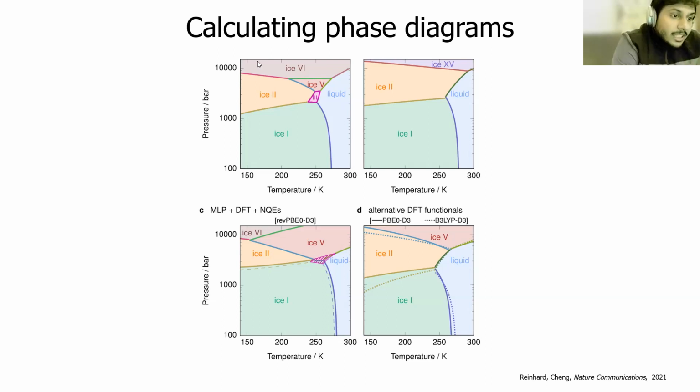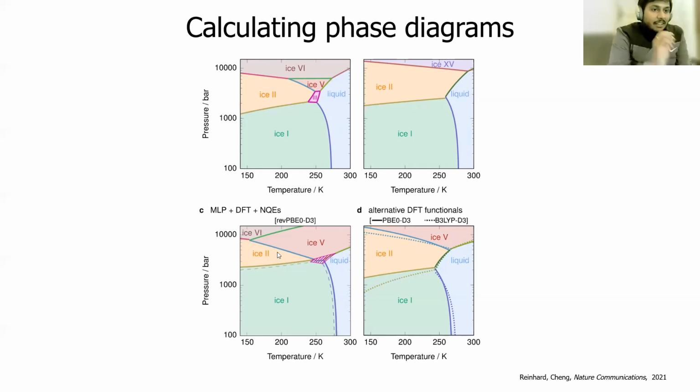For example, here is the experimental phase diagram of water, and here is the machine learning potential prediction along with the quantum nature of nuclei. And as you can see, this doesn't include any empiricism in the model. And you can see that largely it captures the phase diagram correctly. You have a very good description of hexagonal ice and the liquid phase boundary, and you see that it qualitatively captures the right phases.